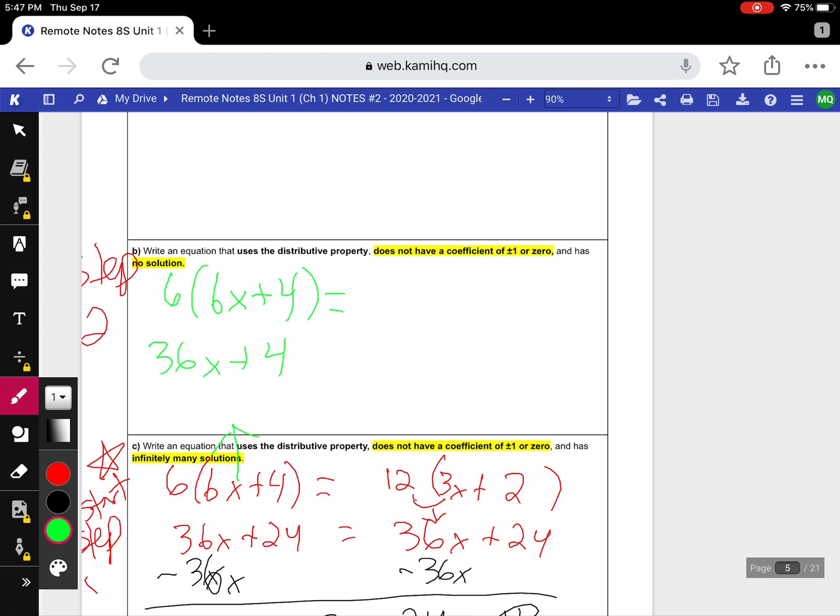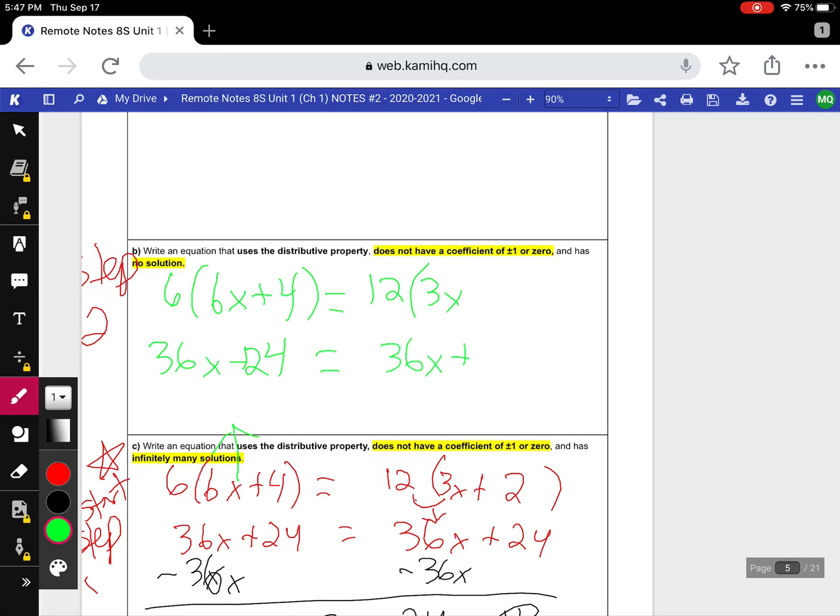Now I hope you recognize that when we were doing no solutions, we were getting something where your variable terms canceled, but then you got two numbers that didn't equal each other. So what I do, I still pick my same numbers, 12 and 3x. That's going to give me 36x.